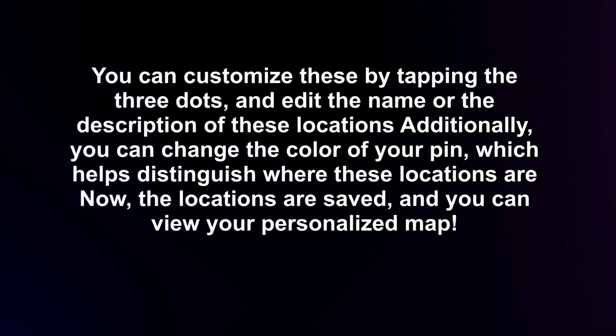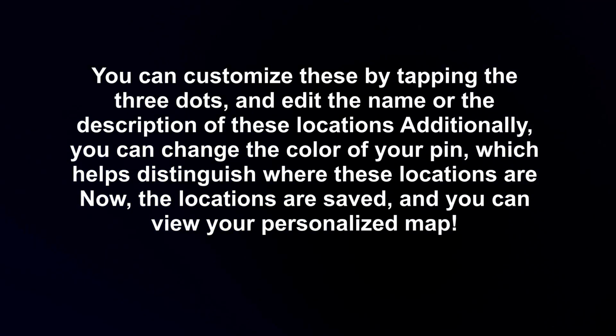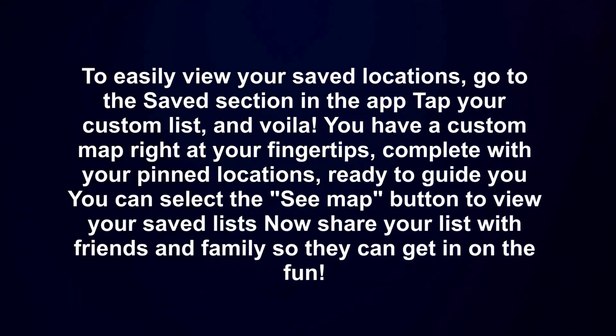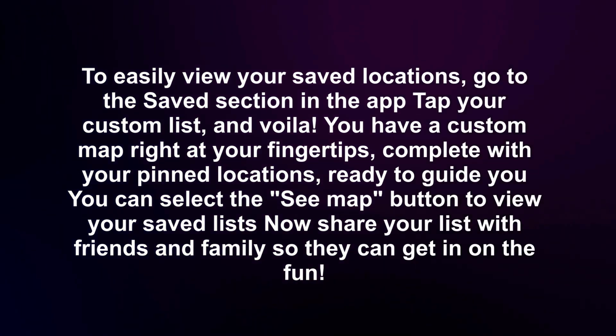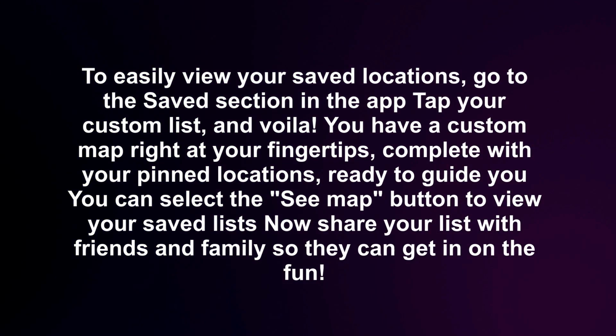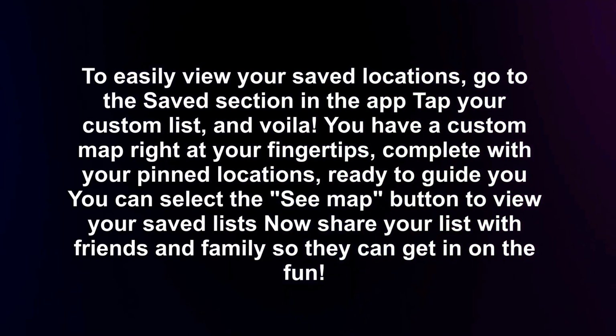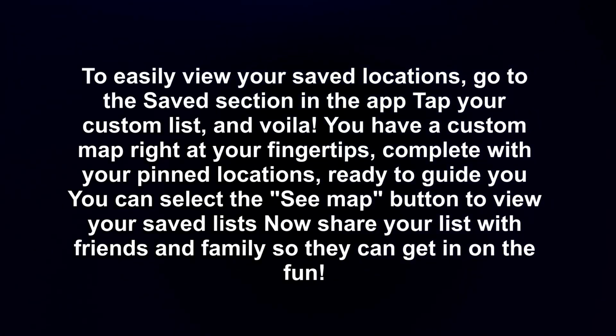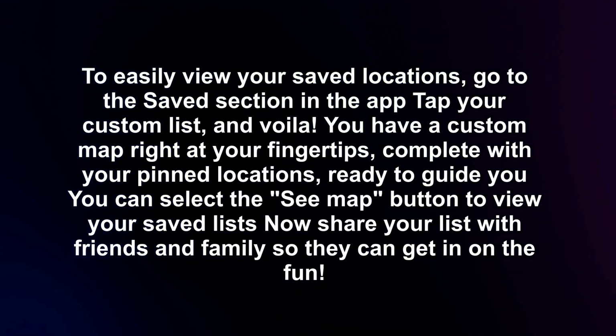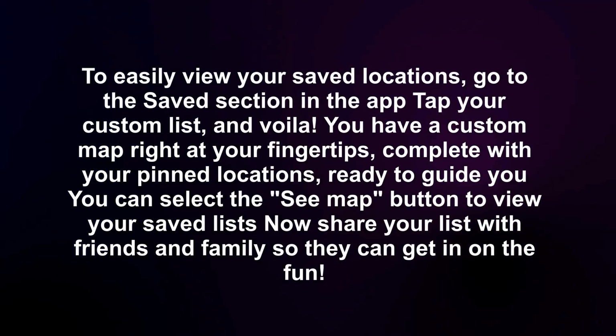Now, the locations are saved, and you can view your personalized map. To easily view your saved locations, go to the Saved section in the app, tap your custom list, and voila! You have a custom map right at your fingertips, complete with your pinned locations, ready to guide you. You can select the See Map button to view your saved list. Now share your list with friends and family so they can get in on the fun.